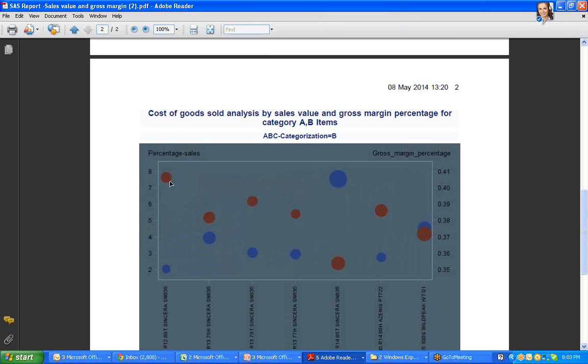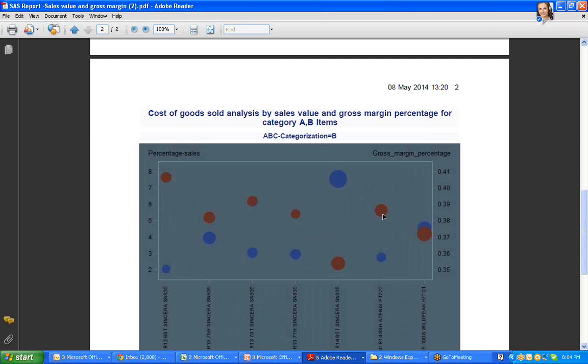Again you have the blue bubble. So these are the items which have got a higher gross margin, therefore they have a lower percentage contribution to sales. And these are the items which have got a lower gross margin, they've got a higher percentage contribution to sales. Now the red bubble should actually increase in size going from top to bottom, and the blue bubbles should increase in size going from the bottom to the top.